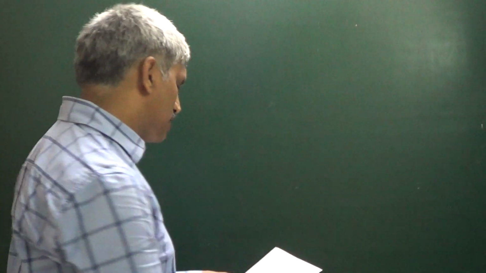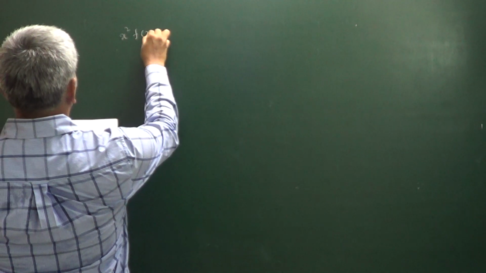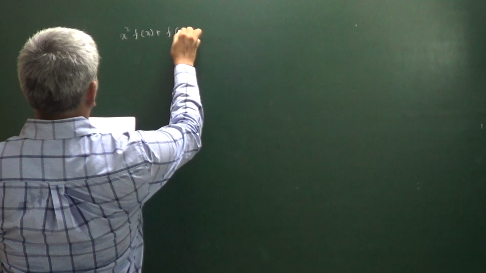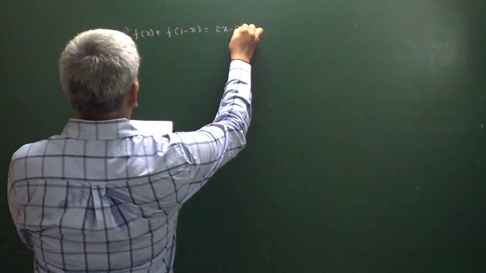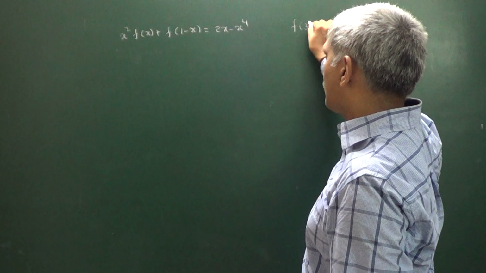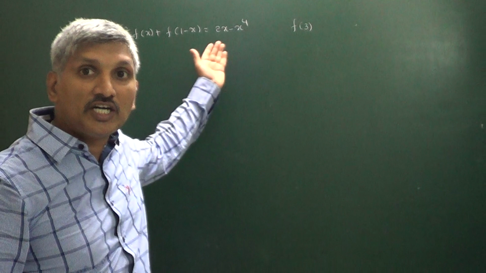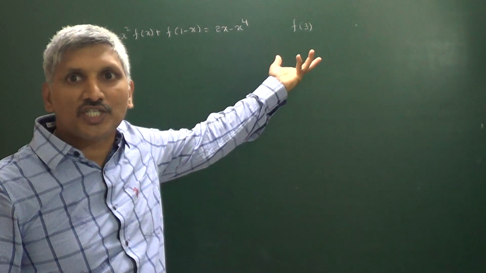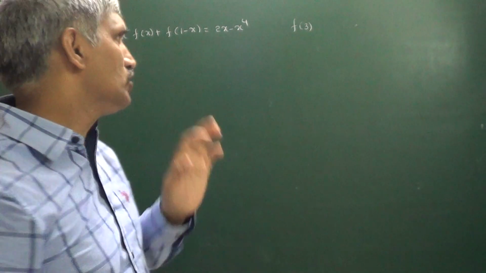Right. So the another question they have given in this way, x square into f of x, the same model which we discussed earlier also, f of 1 minus x is equal to 2x minus x to the power of 4. Then he is asking to find the value of f of 3. Same, eliminate f of 1 minus x, you will get the function f of x. If you got the function f of x, obviously we can find out the f of 3 value. But wait, we can do this particular problem in a comfortable way also, like this.